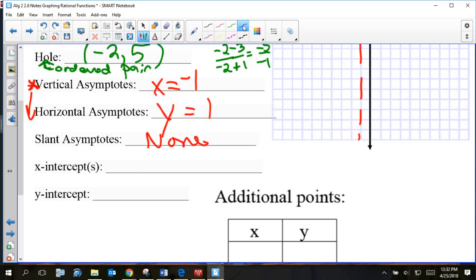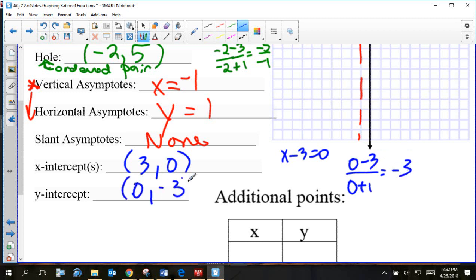X-intercepts: you're going to use the simplified version, that x minus 3 equals 0, the one that's over x plus 1, but you don't have to do the x plus 1 part. So x equals 3, our x-intercept, there's just 1 at 3. And then the y-intercept, we will plug in 0 for x, so we'll have 0 minus 3 over 0 plus 1, so negative 3.